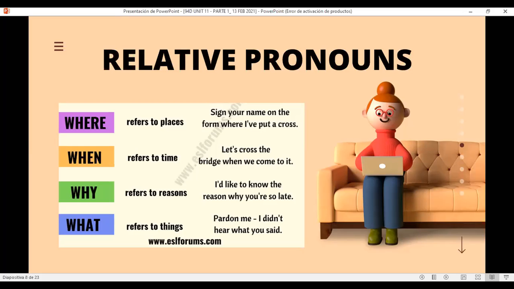When we're talking about time. Siempre que hablamos de tiempo, ¿no es cierto? ¿Cuándo? Let's cross the bridge when we come to it. Y crucemos el puente cuando lleguemos a este. ¿Sí? When. Then we have why, when we want to know the reason of something. Cuando queremos saber la razón de algo, ¿verdad?